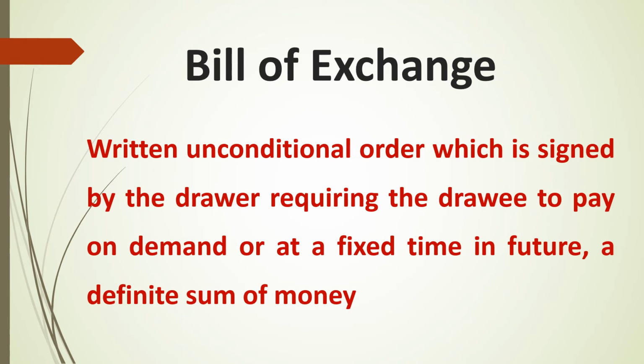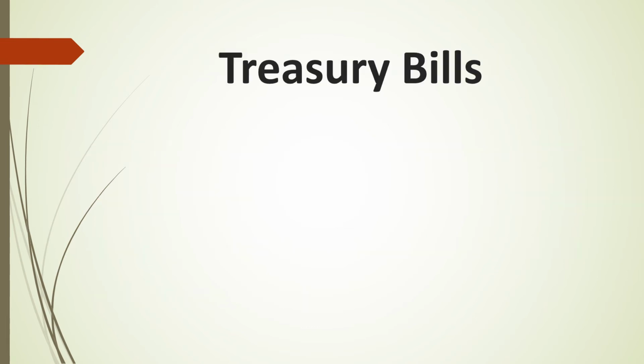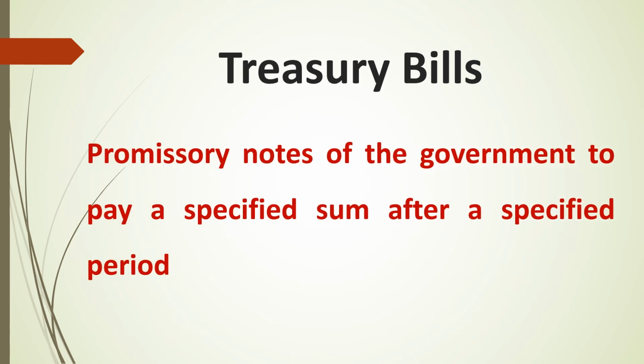Once the buyer signs this acceptance on the bill, it becomes a legal document. Such bills are discounted or rediscounted by the commercial banks to lend credit to the bill holders or to borrow from the central bank. And the treasury bills are the promissory notes of the government to pay a specified sum after a specified period. These are sold by the central bank on behalf of the government.